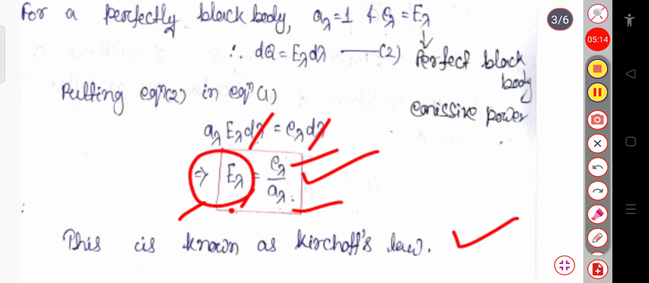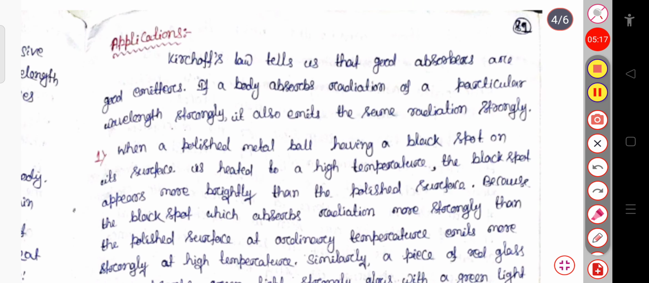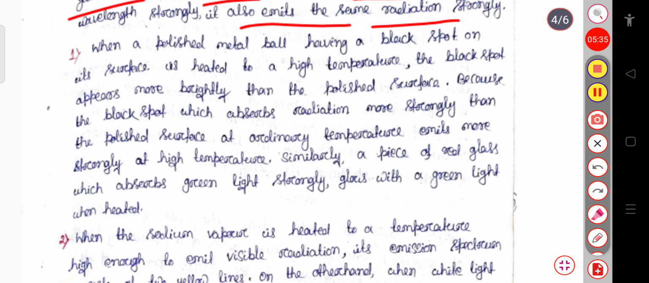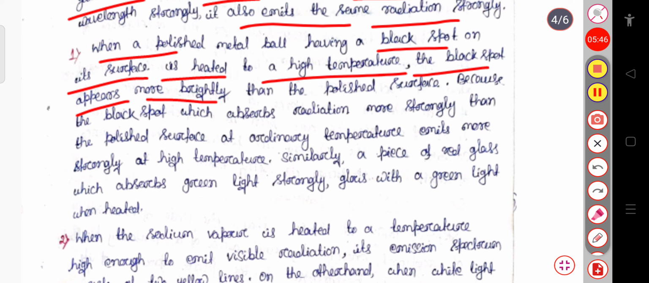Okay. Now we will see the applications of Kirchhoff's law. Kirchhoff's law tells that good absorbers are good emitters. It means that if a body absorbs radiation of a particular wavelength strongly, it also emits the same radiation strongly. The first application is when a polished metal ball having a black spot on its surface is heated to a high temperature. The black spot appears more brightly than the polished surface.